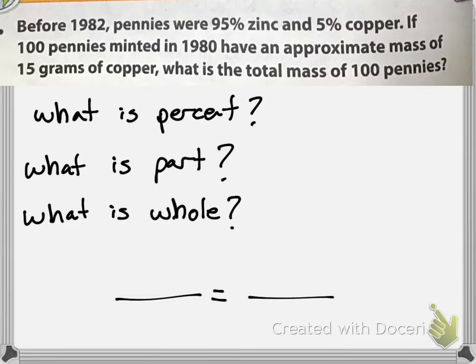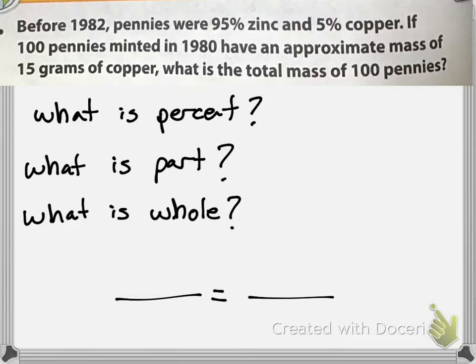We look at here again. I just want to answer this question because it's a word problem. Before 1982, pennies were 95% zinc and 5% copper. If 100 pennies minted in 1980 have an approximate mass of 15 grams of copper, what is the total mass of 100 pennies? So I care about this.